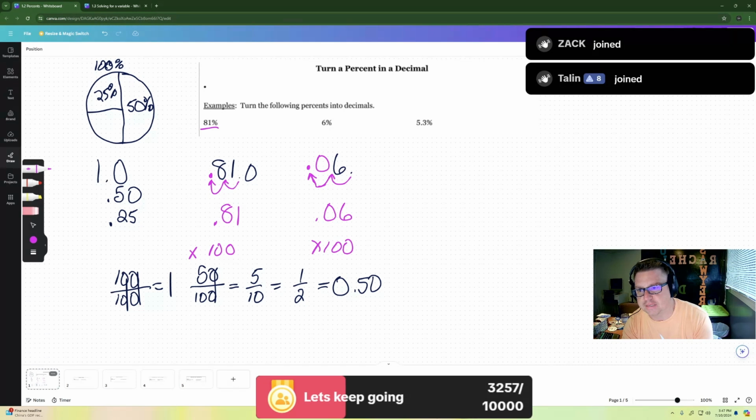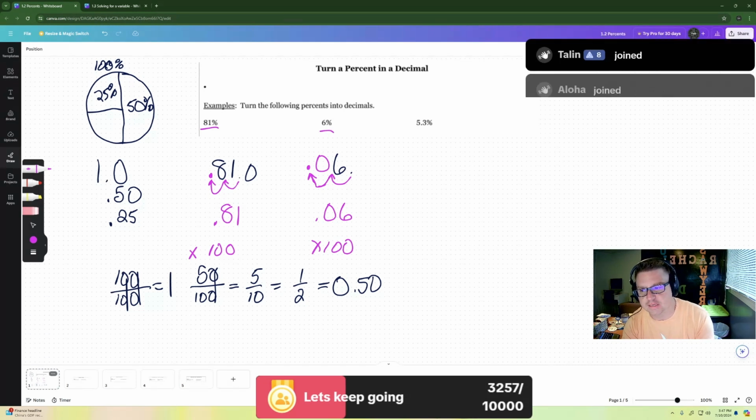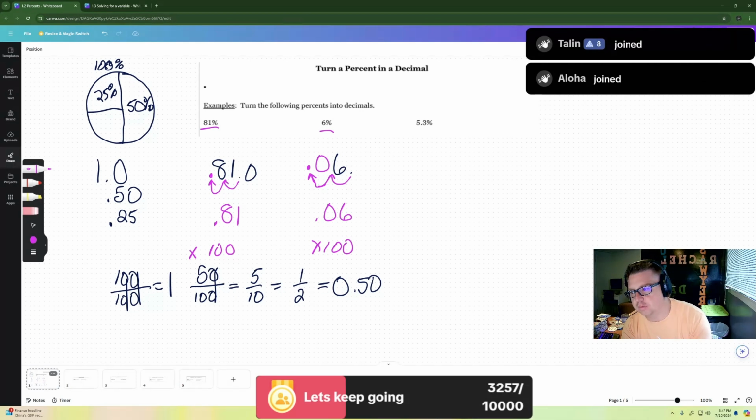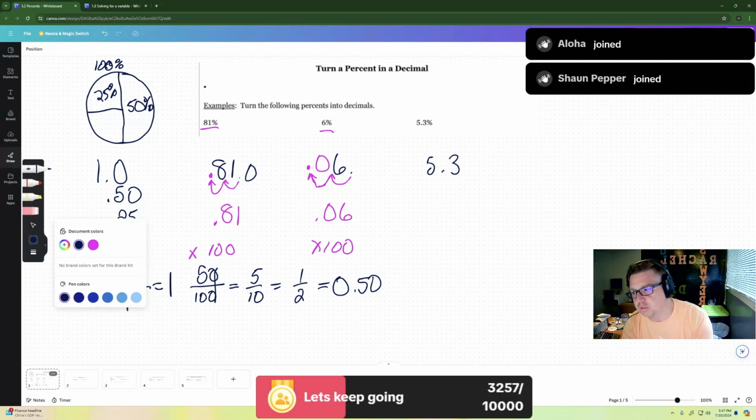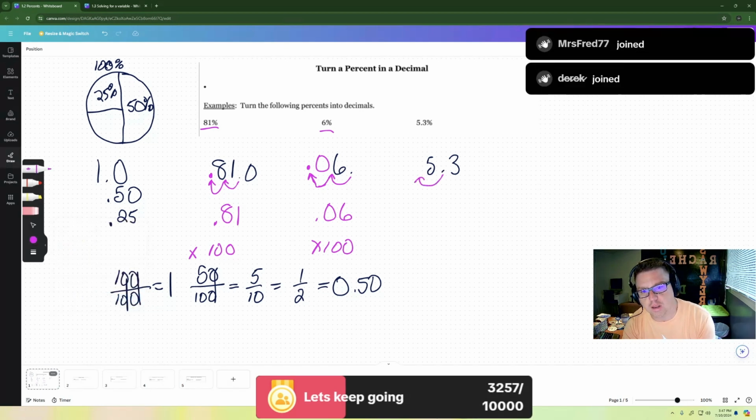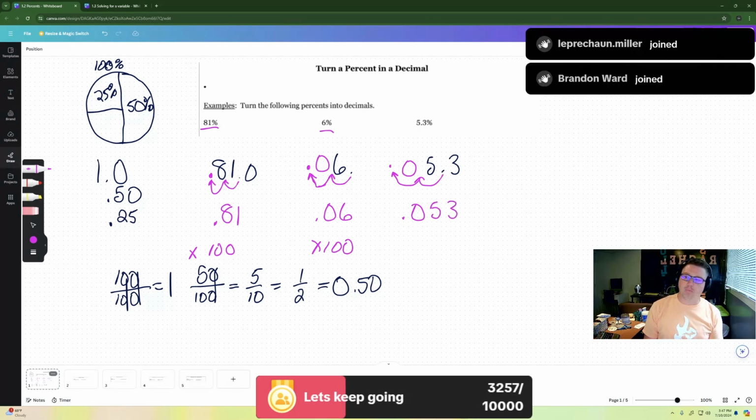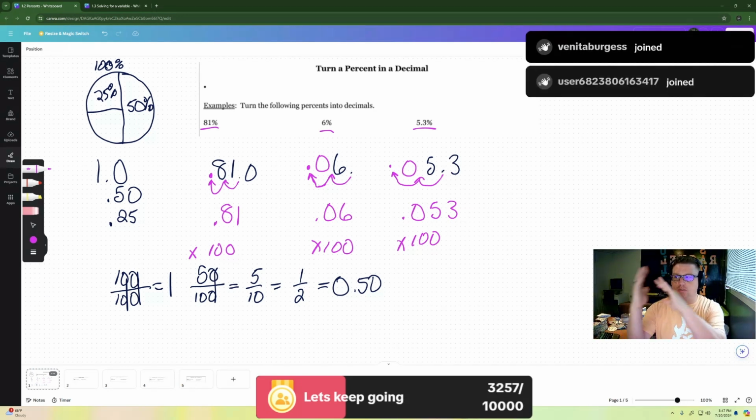So then this one would turn back into 81. This one would turn back into 6. And the last one would turn back into 5.3. But let's take that 5.3 and move it 2 spots to the left. Once again, we create this empty spot where we put a 0, but this one is actually 3 decimal places long because it already had a decimal place to start with. And if we multiply it by 100, we would move the decimal 2 places to the right, and we would come back to 5.3.